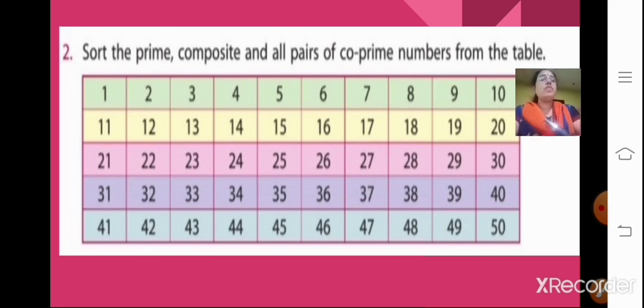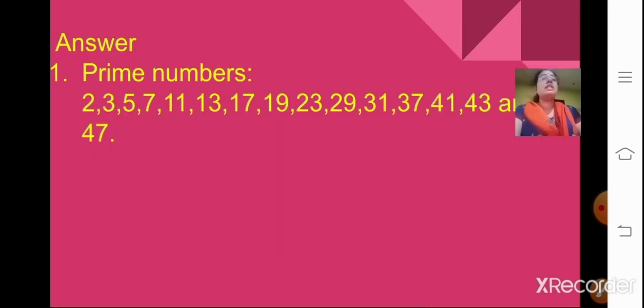Like, which are the prime numbers? 2, 3, 5, 7, okay, 11, 13. So all the prime numbers you have to sort out. Then composite numbers: 4, 6, 8, 10. And same way you have to sort out the co-prime numbers, where two numbers do not have common factors between them except 1. So after sorting it out, you just check the answers.